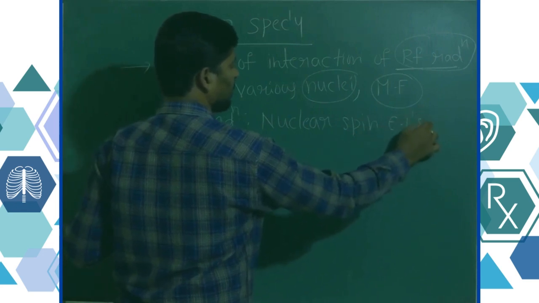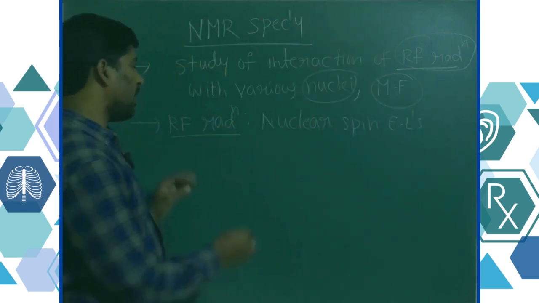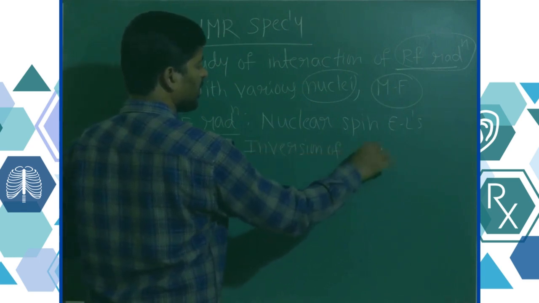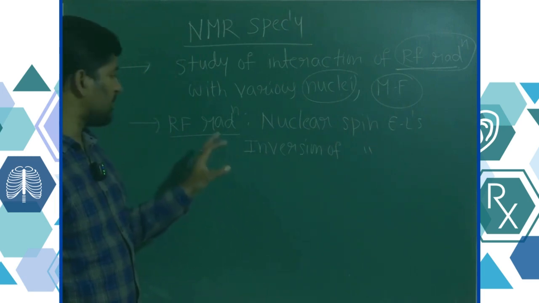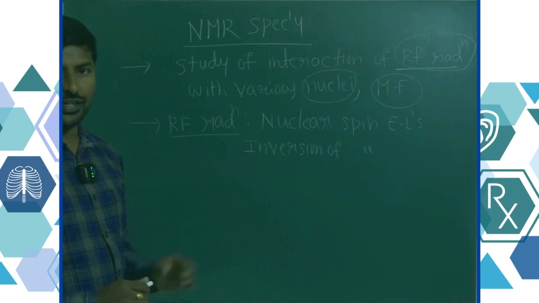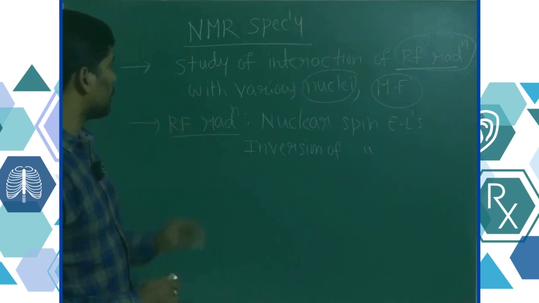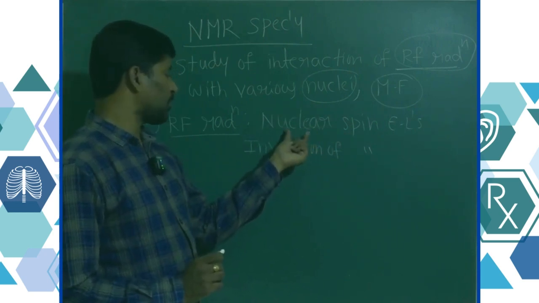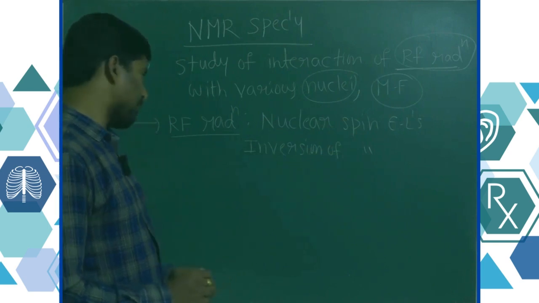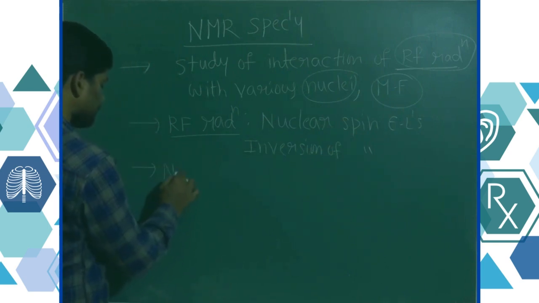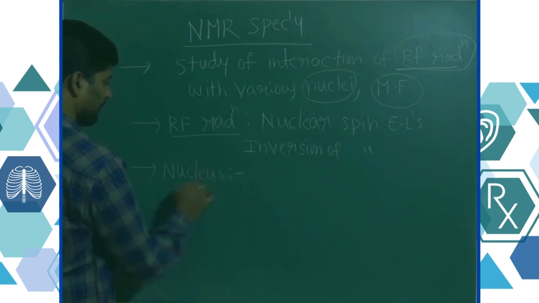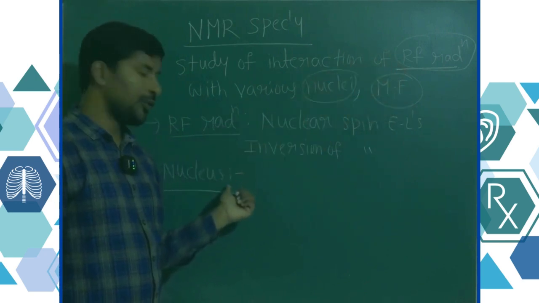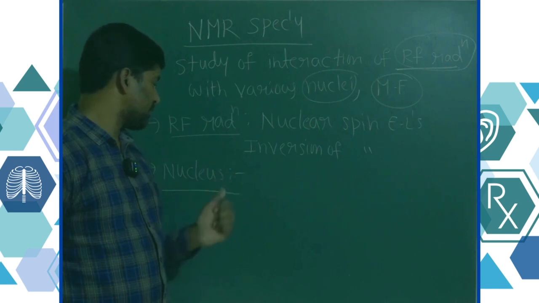The transitions occur between what? Nuclear spin energy levels, or inversion of nuclear spin takes place. Nuclear spin will be changed during transition while we are applying radio frequency radiation. So therefore in NMR spectroscopy, nuclear spin is important. So nucleus is important. Here we are studying the interaction of radio frequency radiation and nucleus, so that's why nucleus is important.